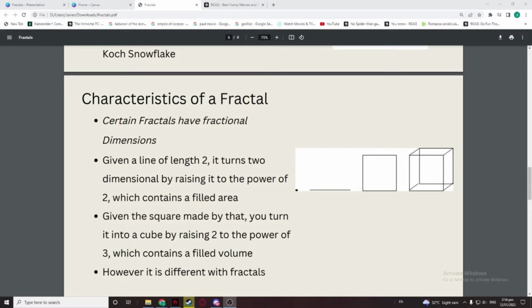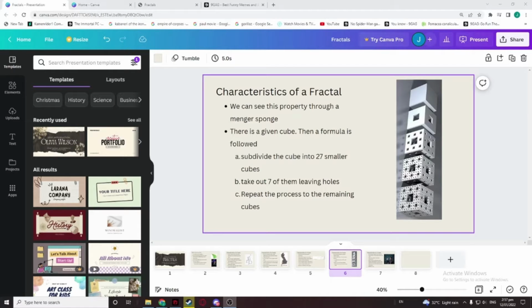But in a fractal like the Menger sponge, we are given a cube that has a length of, say, 3. Then we do the following formula. We subdivide the cube into 27 smaller cubes, and then we take out 7 of them, leaving holes. As you can see here, we take the middlemost cube that lays on each side and the one at the centermost of the cube. And then we repeat the process to the remaining smaller cubes.